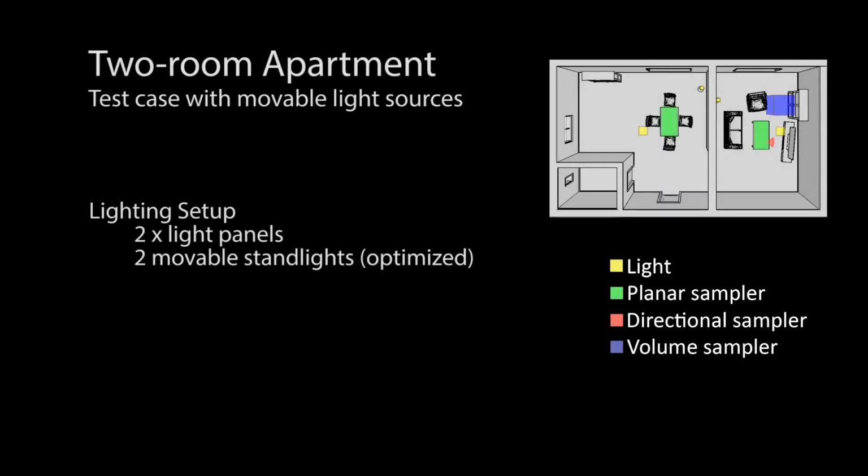Lastly, we incorporate 2 movable light sources in an underlit night scenario of the 2-room apartment. 2 stand lights are included in the optimization in order to complement the insufficient ceiling lights. The resulting arrangement achieves all target illumination goals with adequate lighting for the table and living room set, along with glare avoidance for the TV screen.